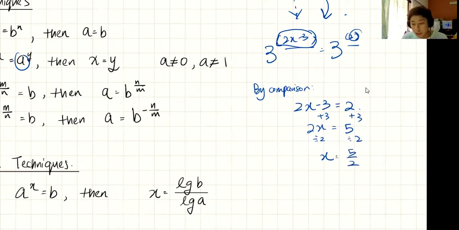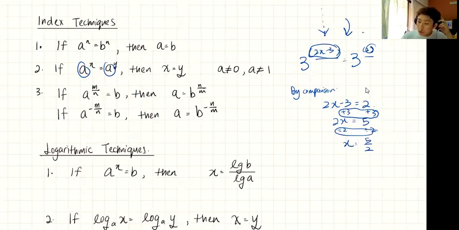This is the way I want you to learn. It's not necessary for you to write these steps, but to learn this way, to understand things this way, okay? Very important. All right, so that is an example for the second technique.